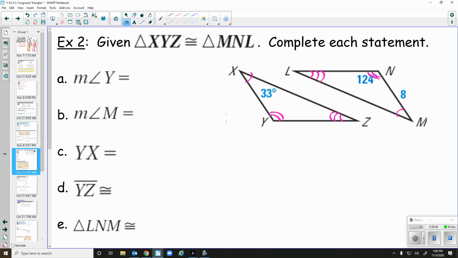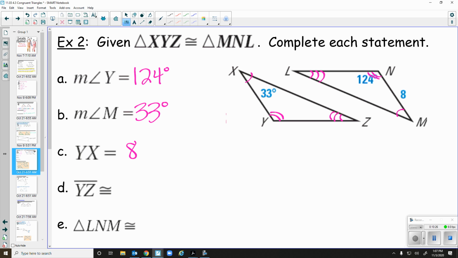So if we're talking about the measurement of angle Y, Y and N are corresponding, so 124. Part B, the measure of angle M. M and X are corresponding, which makes M 33. On C, what is the segment that corresponds with YX? And M, and since this one doesn't have a line above it, it has an equal sign, we need the actual number that's labeled, which is 8.